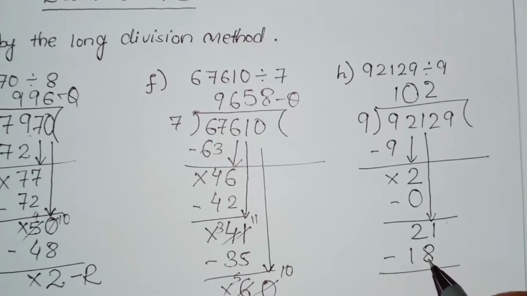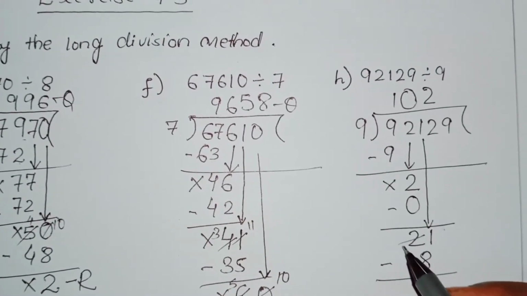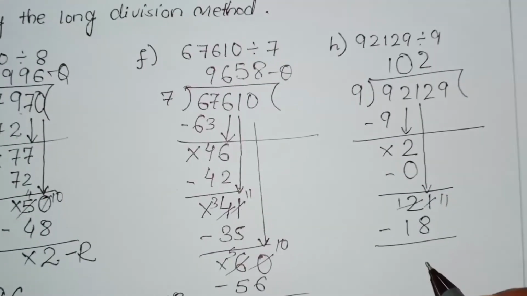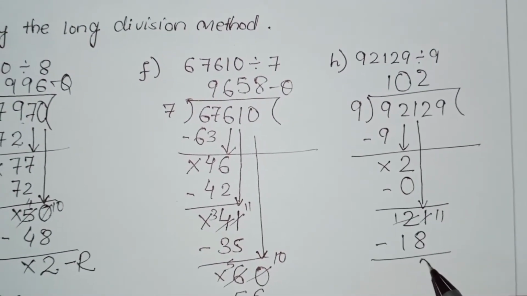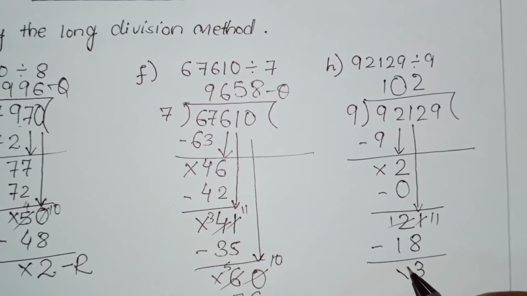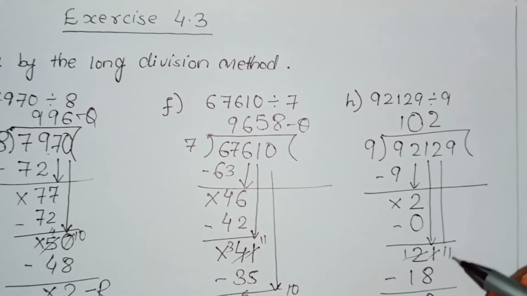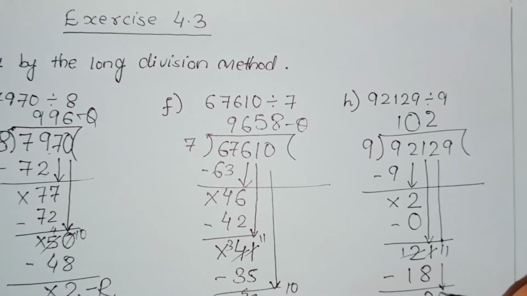From 1 we cannot subtract 8. So 1 will take 1 borrowing from this 2. 2 will become 1, and this 1 will become 11. 11 minus 8 is how much? 3. And 1 minus 1 is 0. Put cross. Now we will bring this 2 down.